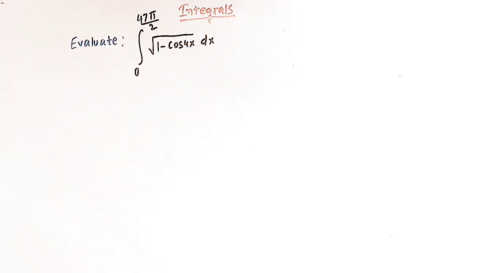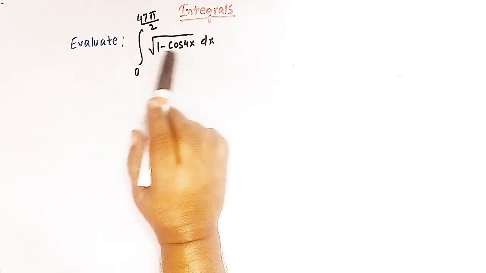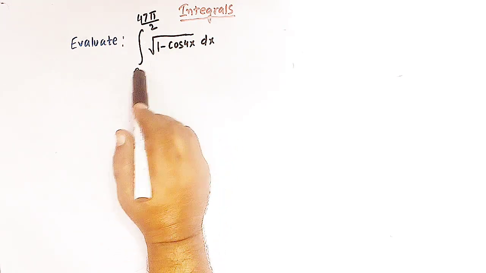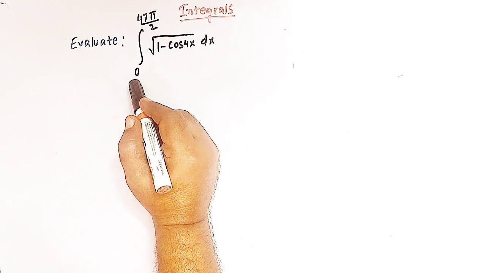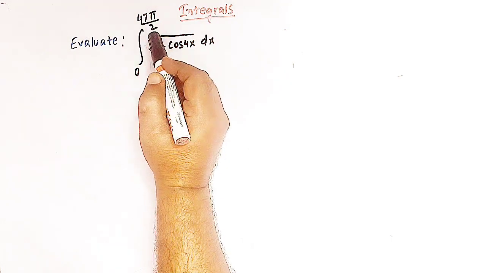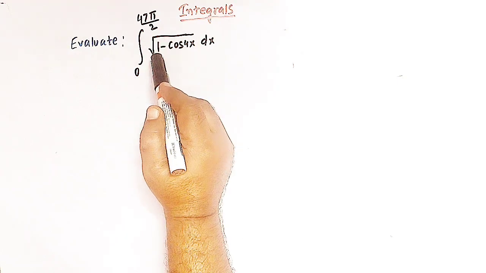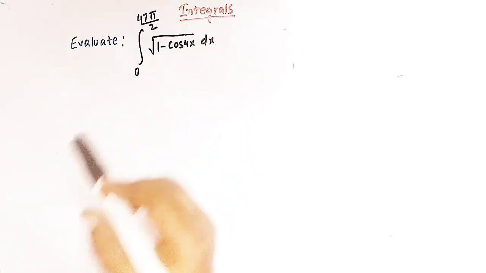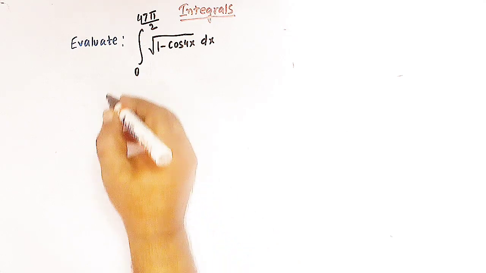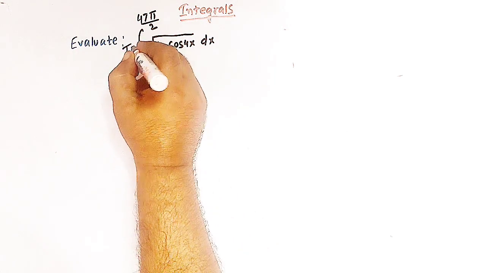Hello, viewers. In today's session, we are going to discuss another important and conceptual problem from definite integrals. In this session, we are going to discuss this integral where we have to find the value of this important definite integral from 0 to 47 pi over 2. The integrand is the square root of 1 minus cosine 4x, and here we have dx. So let us first call this integral I.